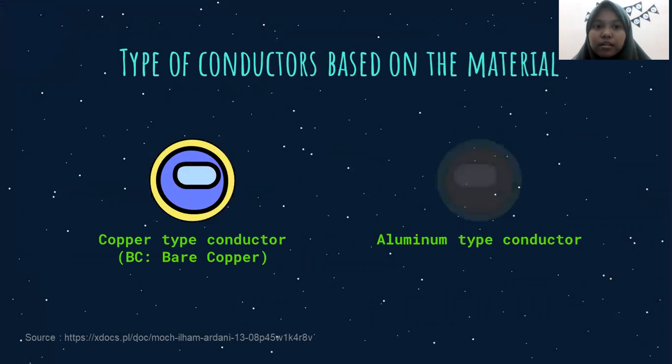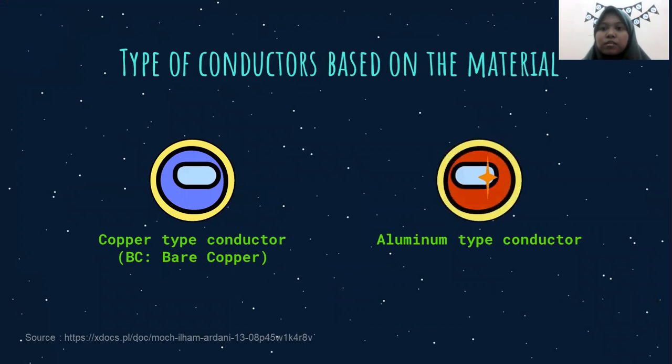Okay, next is type of conductor based on the material. Number one is copper type conductor, or BC, usually we can say bare copper. The conductor is a good conductor because it has high conductivity and good mechanical strength.